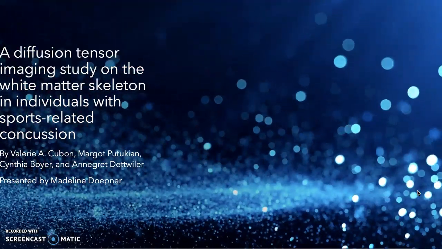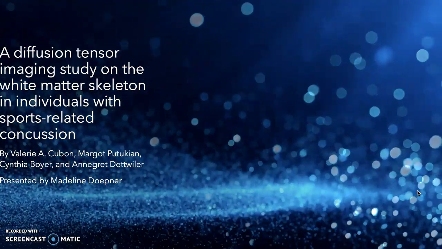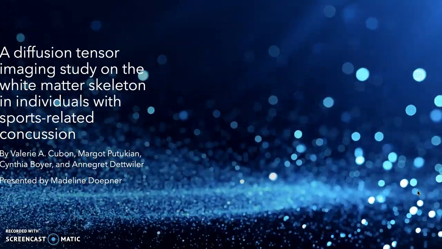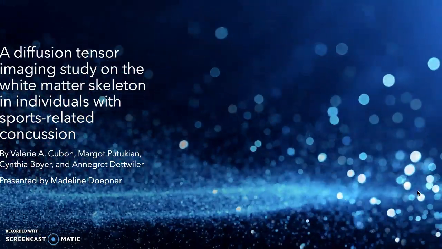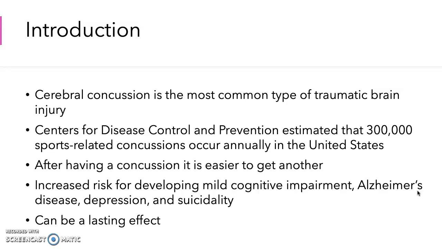Today I will be talking about a diffusion tensor imaging study on the white matter skeleton in individuals with sports-related concussions. For the introduction, cerebral concussion is the most common type of traumatic brain injury. The Centers for Disease Control and Prevention estimated that about 30,000 sports-related concussions occur annually in the United States.